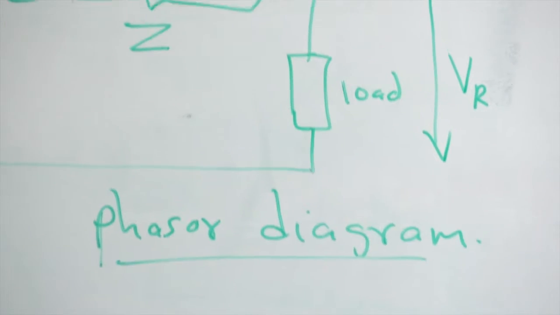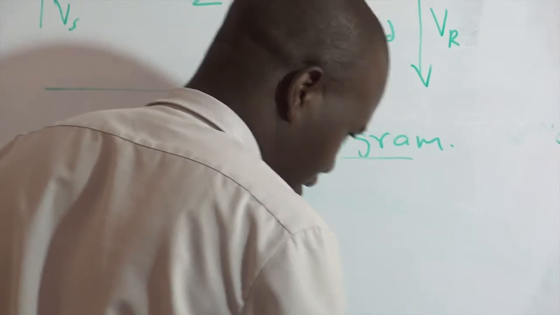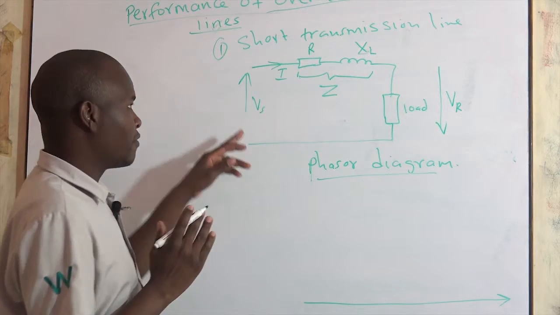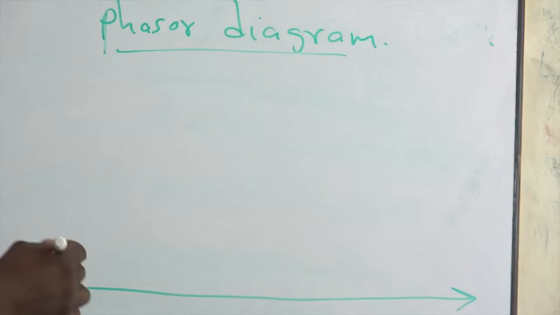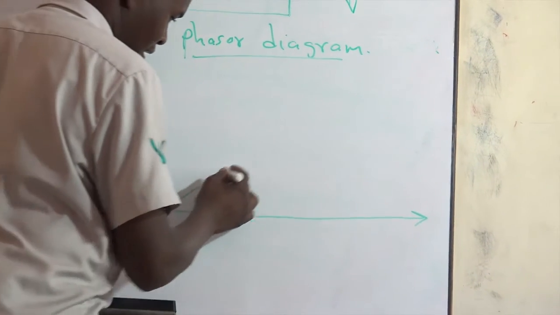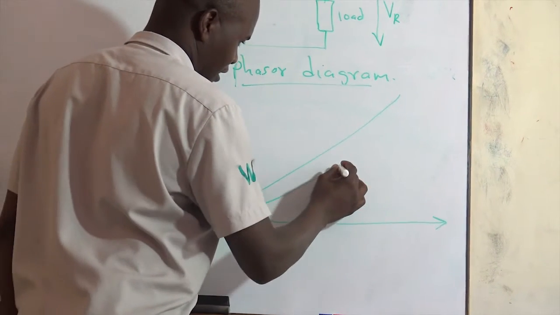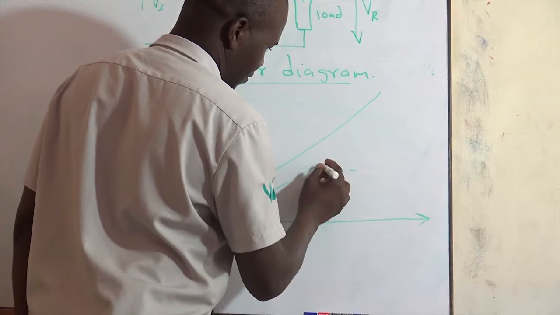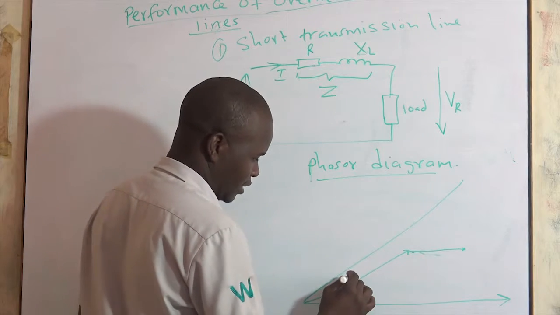Current is common in the circuit, so current becomes our reference. As you can see, Vs must be greater than Vr, because Vs is what has been sent and Vr is what has been received.